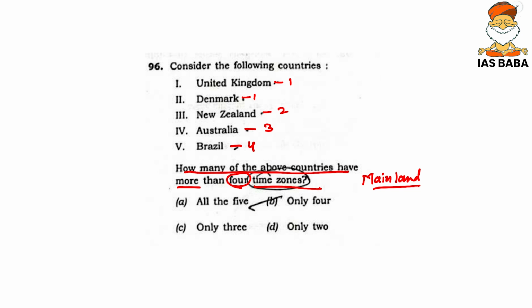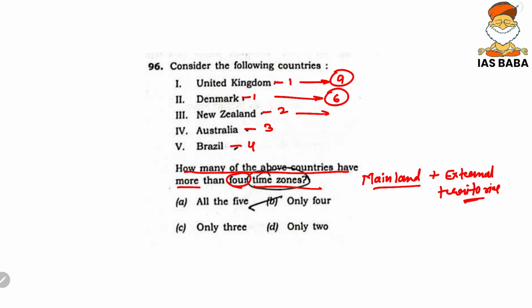So here it means it is talking about the mainland plus the external territories. It is talking about external territories, let us say islands or occupied regions, that would also be part of the territory only. Yes or no? So if we include those external ones, then the United Kingdom will have 9 time zones. Denmark would have 6 time zones because they were colonizers. They colonized different parts of the world, so they would certainly have territories in different time zones also. New Zealand would have 5 time zones. Australia would have 9 time zones, and Brazil will have 4 time zones only because Brazil was never a colonizer. It does not have any external extended territories either. So here 1, 2, 3, 4 should be the correct one. Only 4 is the correct answer here.